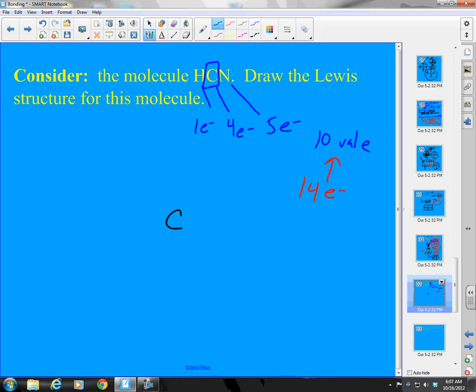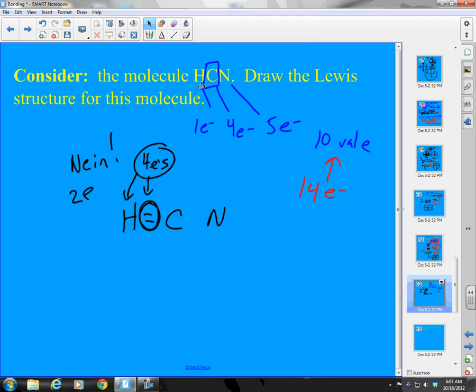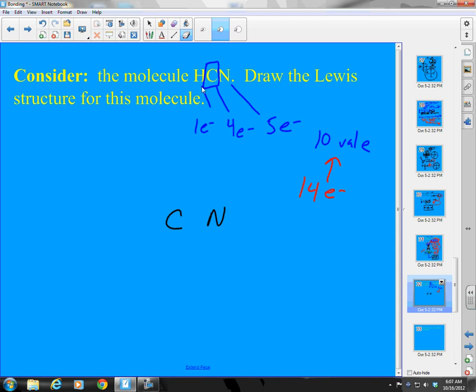Carbon in the middle. Nitrogen. Hydrogen. Double bond. Now, here's the interesting thing. Can I ever double bond hydrogen? Well, if I double bond hydrogen, it means I have what? 4 electrons here. Does hydrogen ever take 4 electrons? It does not. Hydrogen only takes 2 electrons, so we never have a double bond on hydrogen. So my hydrogen is single bonded, which means where's my double bond? Between my nitrogen and carbon.